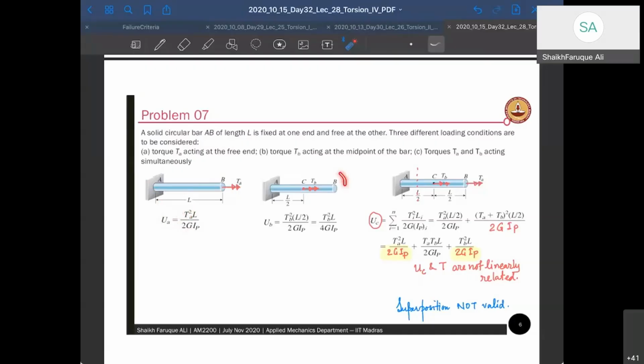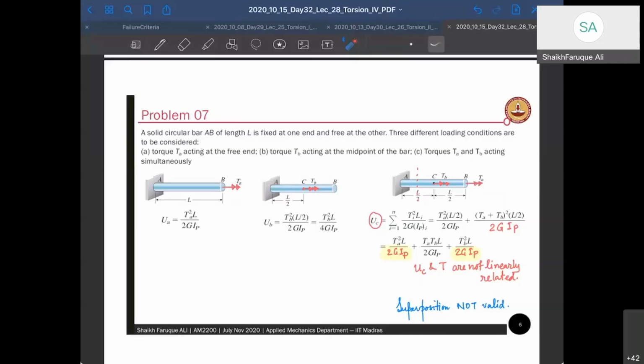But in this problem, if you look at the second figure, the load is acting at C. Therefore, from C to B, it is free to expand, right? If it is free to expand from C to B, there is no strain acting there. The strain is only from here till here. Since there is no strain acting here, there is no shear stress either. The shear stress will be between this point and this point because this part is free to expand.